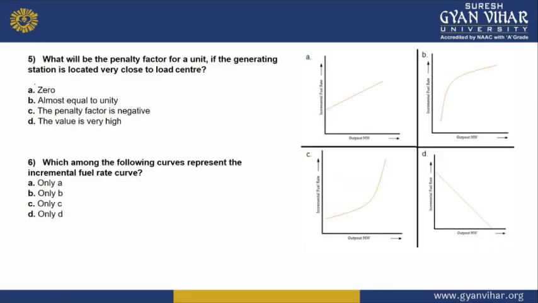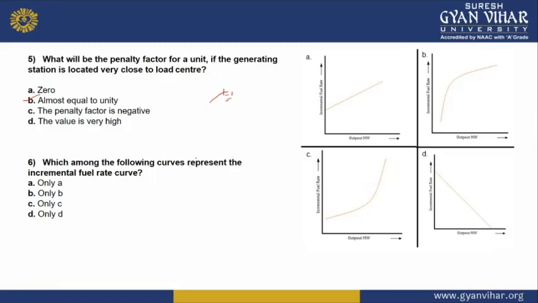Next is, what will be the penalty factor for a unit if the generating station is located very close to the load center? Penalty factor is almost equal to what? Is it equal to 0, unity, or is the penalty factor negative, or the value very high? It is almost equal to unity. So the lambda is almost equal to 1 in this case.